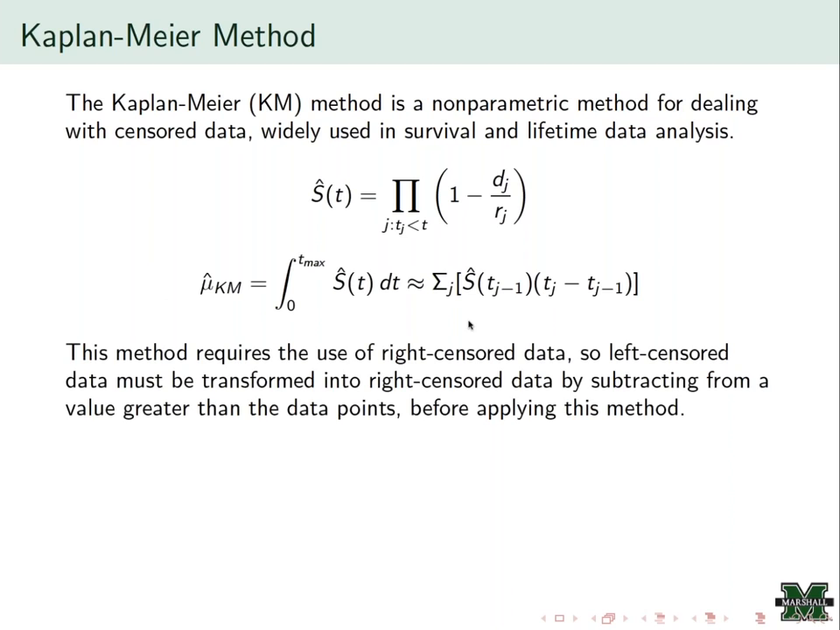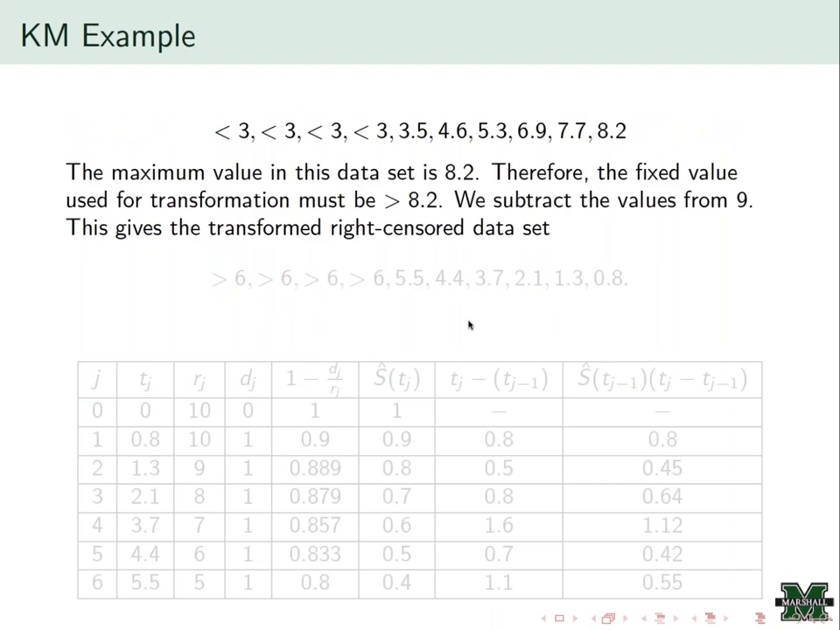However, the Kaplan-Meier does require right-censored data, so our left-censored data must be transformed into right-censored data, and that can easily be done. I'll show you with our example. It can be done by subtracting all the values from a fixed value that is greater than the maximum value in the sample.